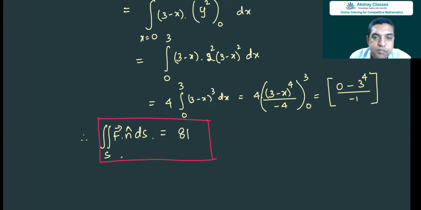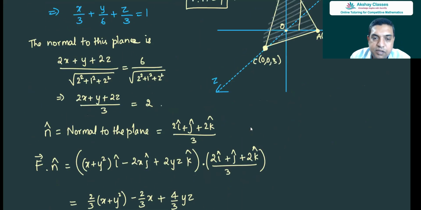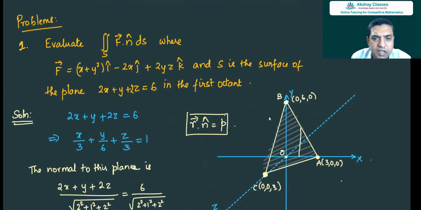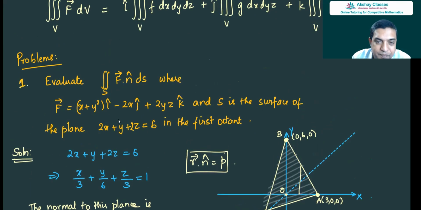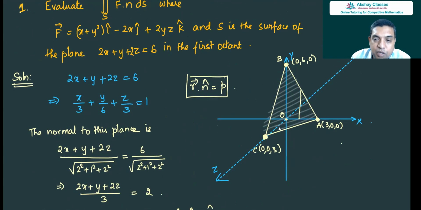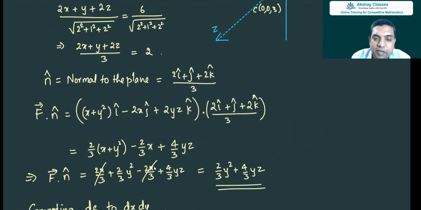So the problem is a little involved. The concept of applying is straightforward, but when you actually apply it practically, the first step is to find the normal of the surface. Then we have to do F dot the normal. After that, we cannot integrate along dS, so we have to project it onto a plane. The best is the xy plane.